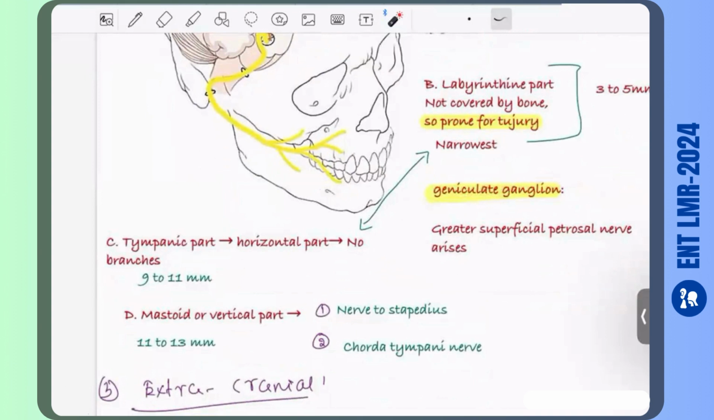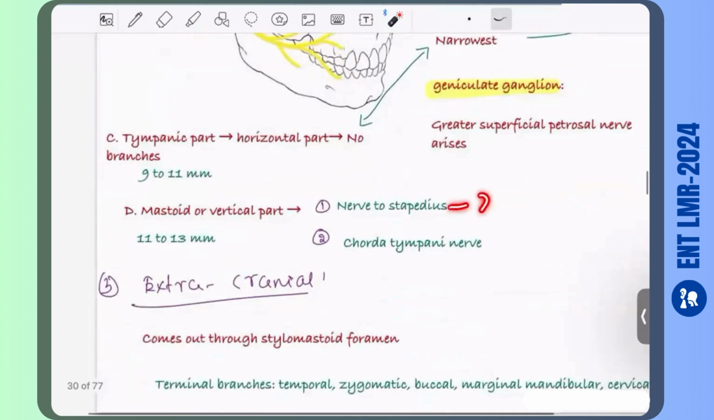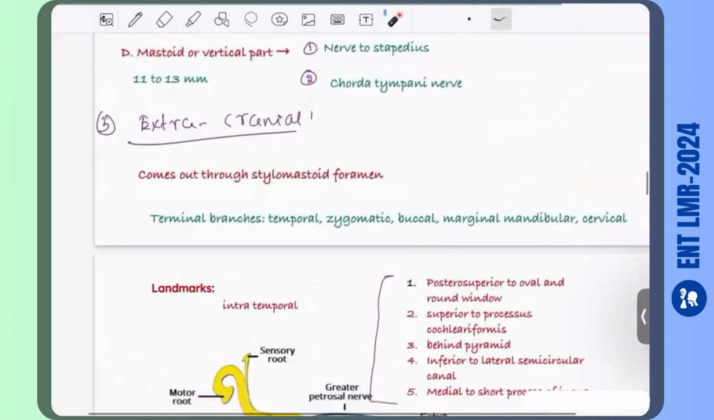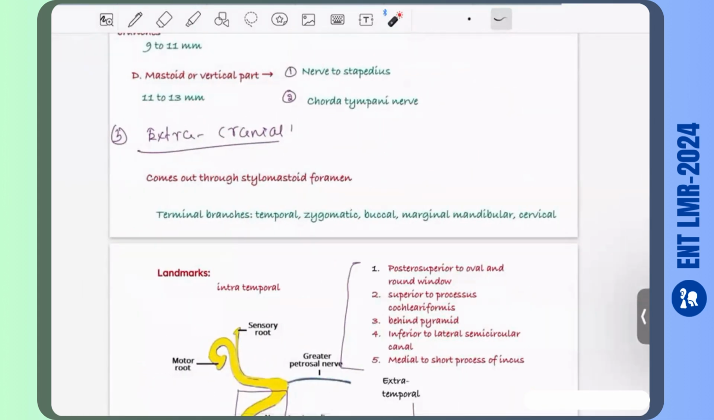The tympanic part will be having 9 to 11 millimeter length, no branches. The mastoid part is again more important. Will be having nerve to stapedius and chorda tympani nerve. Okay. Nerve to stapedius supplies stapedial tendon that we have seen already. Chorda tympani supplies taste over the anterior 2/3 of the tongue. Extracranial branches out of the temporal bone, we'll see a lot of branches.